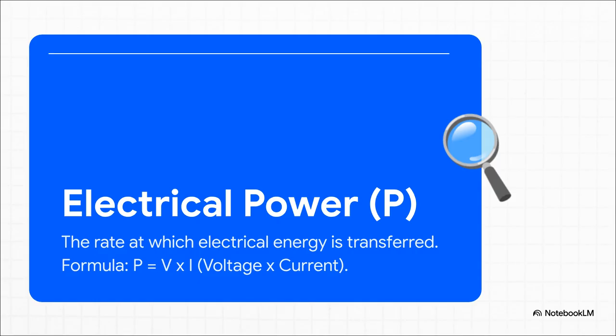So think of it like this. Voltage is kind of like the electrical push or pressure coming from your wall socket. And the current? That's the flow of electricity that the appliance is actually pulling in. You just multiply those two together, and bam, you get power. And we measure that in a unit called watts. The more watts, the more energy it's using every single second.